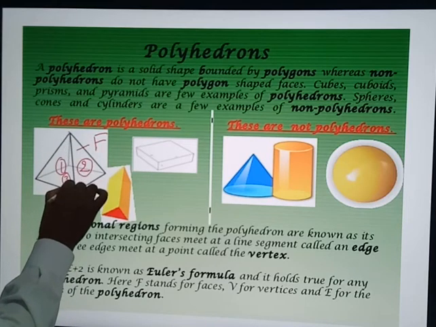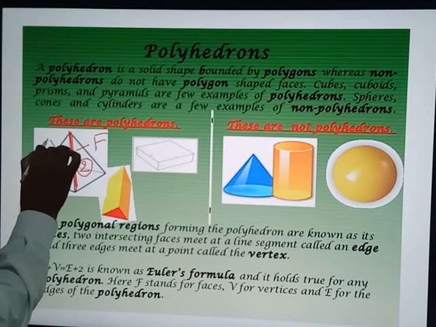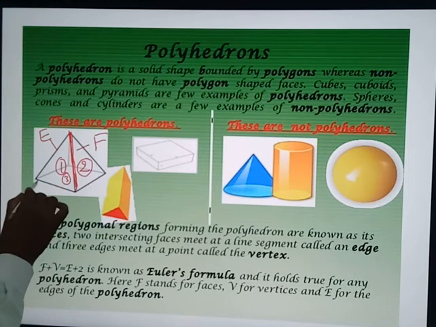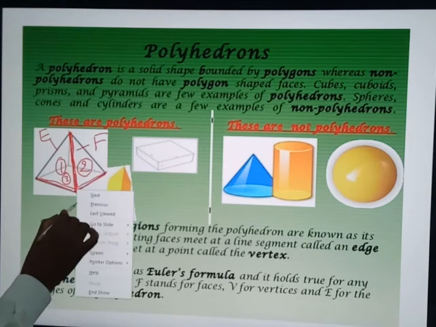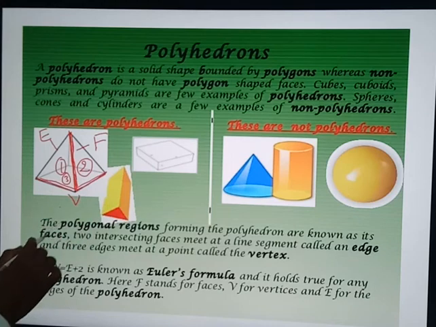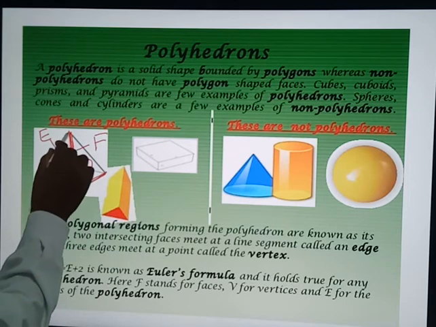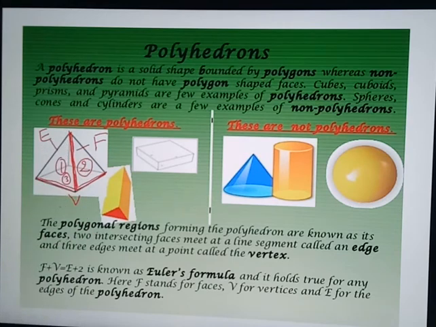And the faces intersect at one line segment, it is called an edge. We call them edges. And these edges will meet at one particular place. See, all the edges are meeting at one particular place. That is called a vertex. So we have faces, which are polygonal regions of the solids. Then these faces intersect at one particular line segment, that is called edges. And these edges meet at one particular place, called a vertex of the polyhedron.